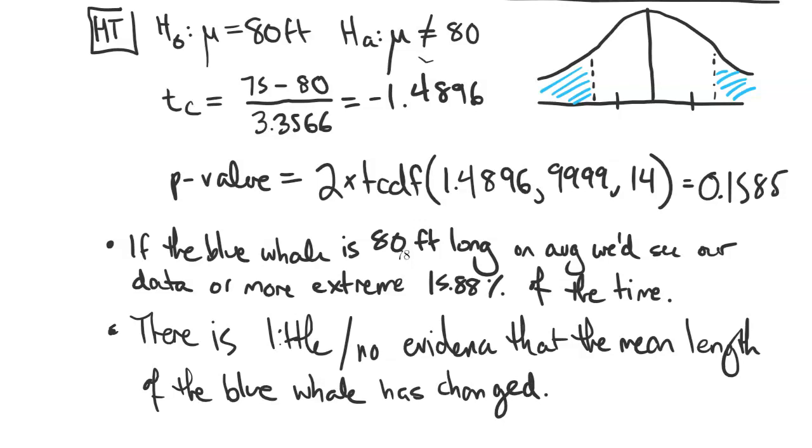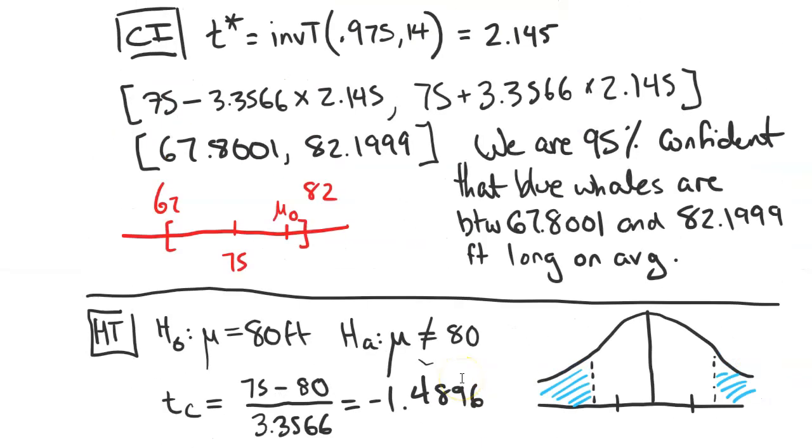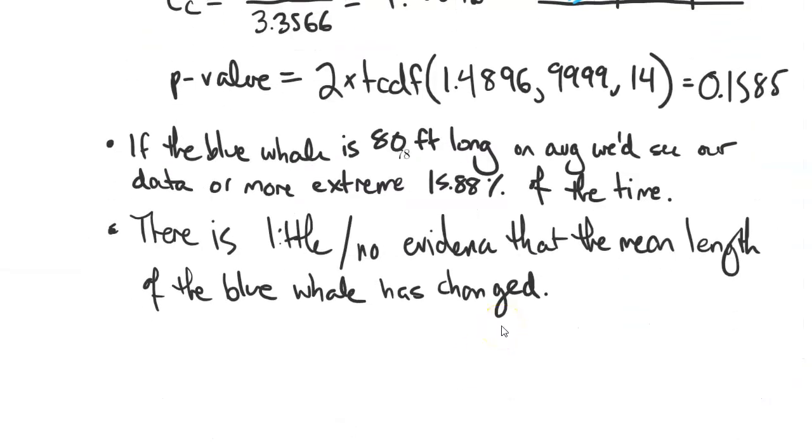And again, there's going to be a duality between our hypothesis test results and our confidence interval results. All right, so remember that our confidence interval contains 80 feet, right? It's centered at 75. It goes down to about 67, and it goes up to 82, and so 80 is right here. So since it's in the interval, it's a likely value for mu naught, or it's a likely value for mu. Therefore, our sample gives us little evidence that the mean is not 80 feet, because 80 feet is one of our likely means according to the confidence interval.